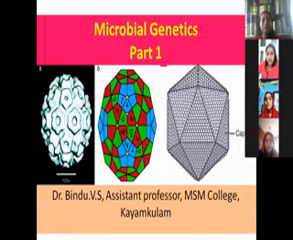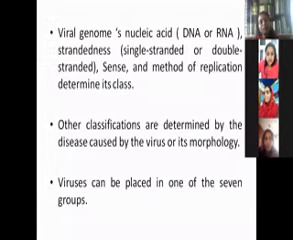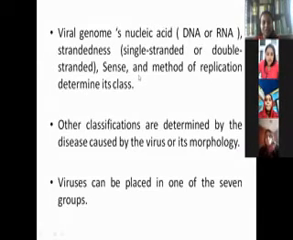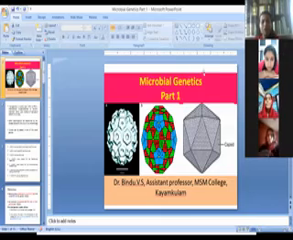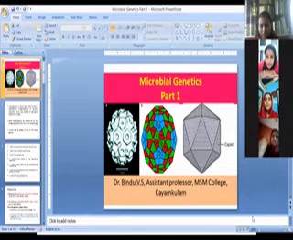We'll begin with microbial genetics. This is the first part of microbial genetics. In microbial genetics, we have to study the life cycle of retrovirus. In today's class, we are dealing with the structure of retrovirus, not retrovirus in general, but virus in general.